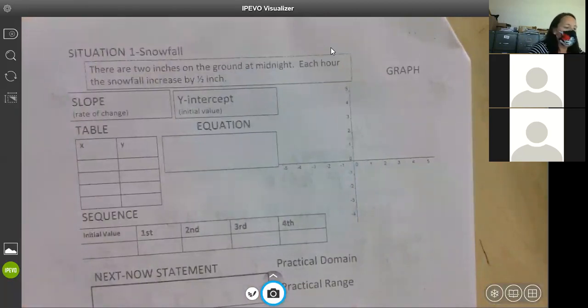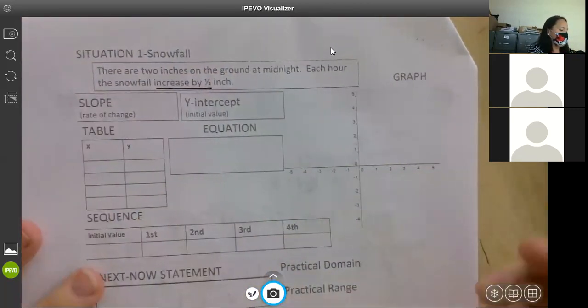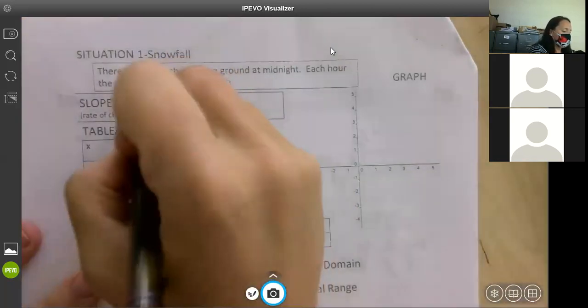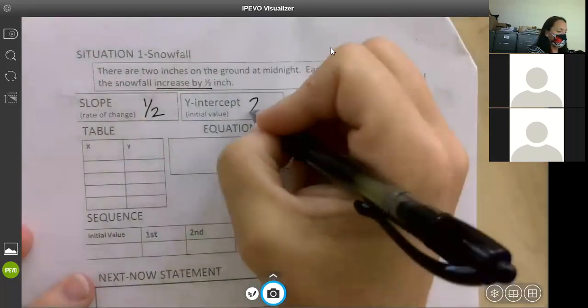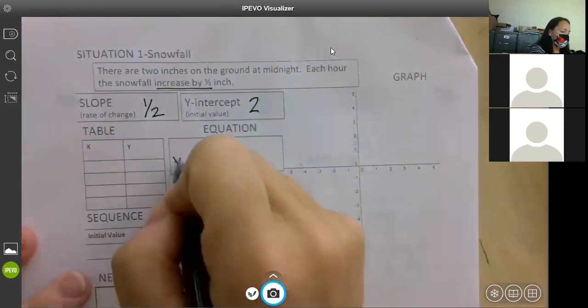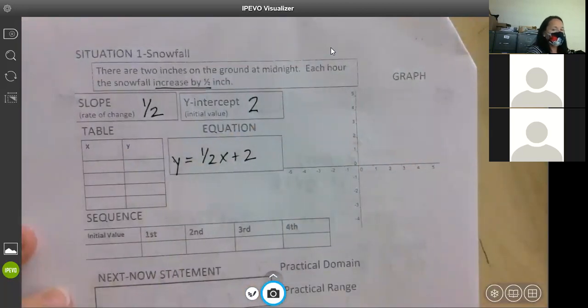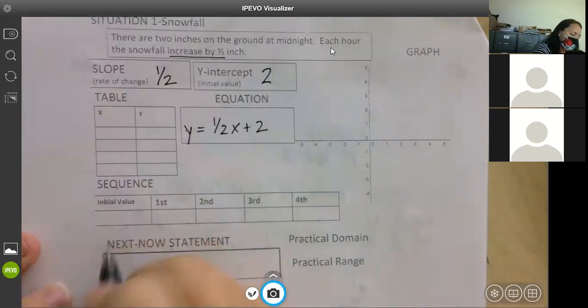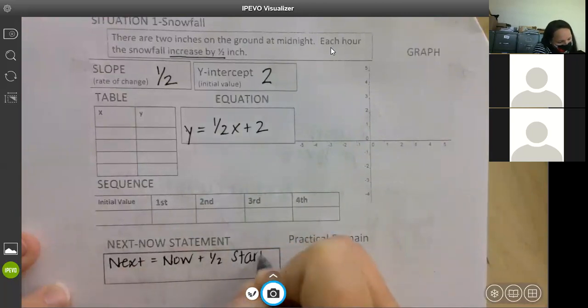Each hour, the snowfall increases by 1/2 inch. So what's your slope? 1/2, and it's a positive because it's increasing. Good. What's your y-intercept? How much snow did we start with? 2. So what's our equation? Perfect. What's our next now statement? Next equals now. Perfect.